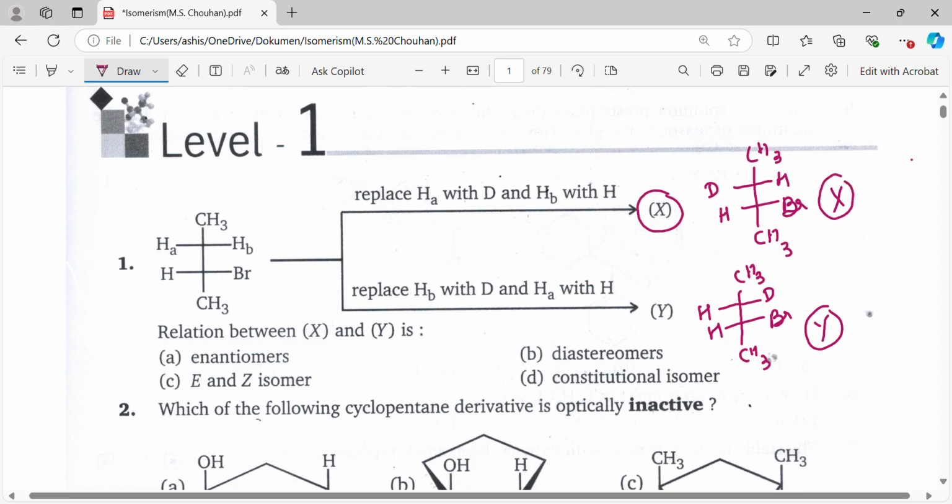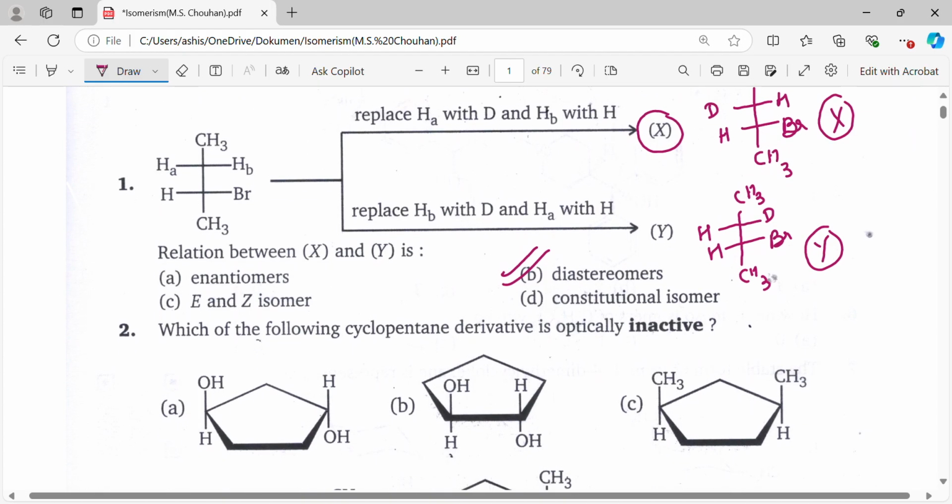And we have to tell the relation between X and Y. So these are actually stereoisomers, but they are not mirror images of each other. That's why they are diastereomers to each other.